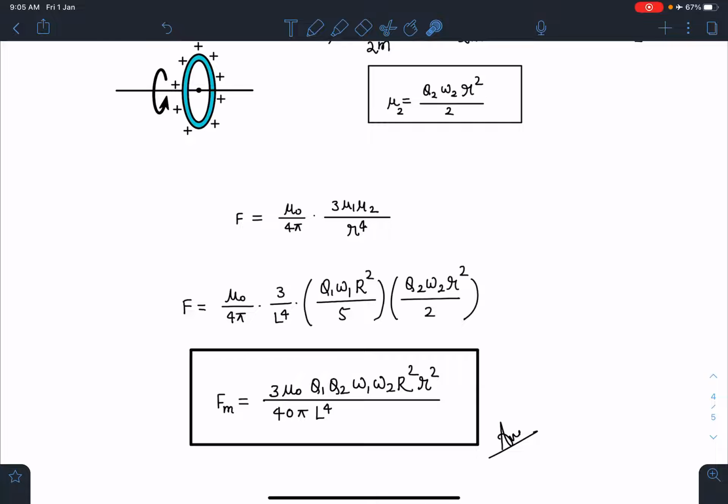Now once you have these mu1 and mu2 values, all you need to do is substitute them in this equation, with r equal to L. So when I substitute, mu naught by 4 pi as it is, 3 by L to the power 4, and the mu1 mu2 values. When I simplify this, F magnetic comes to 3 mu naught q1 q2 omega 1 omega 2 capital R square small r square divided by 40 pi L to the power 4. So guys, this is the final answer.